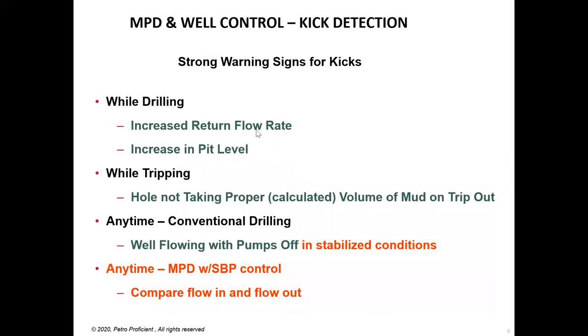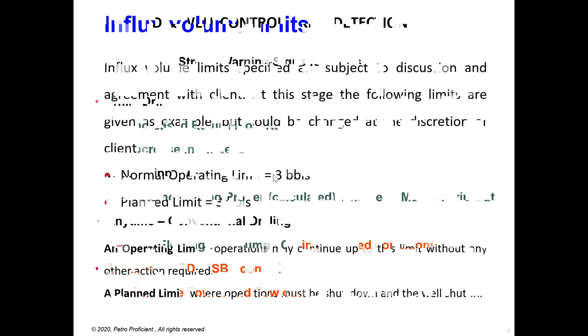So what are the warning signs typically when you are drilling and tripping and in any other conventional operations? The warning signs are an increase in return flow, an increase in pit level, and while tripping, the hole not taking the proper calculated volume. That means there is already an influx in the hole. In conventional drilling, the well is flowing with pumps off in stable conditions. In MPD, you're comparing your flow in and flow out, and your flow out is more than your flow in. So these are some of the warning signs for kicks that you need to always keep monitoring.